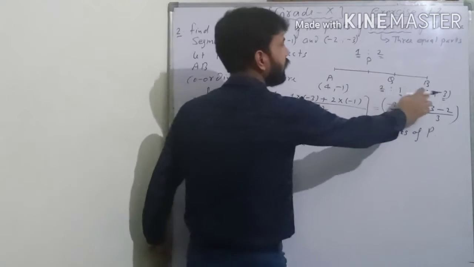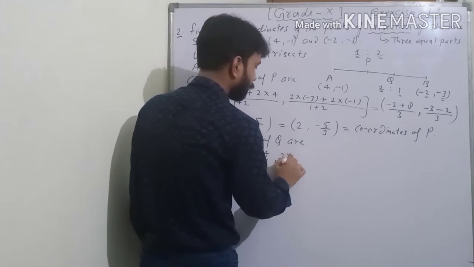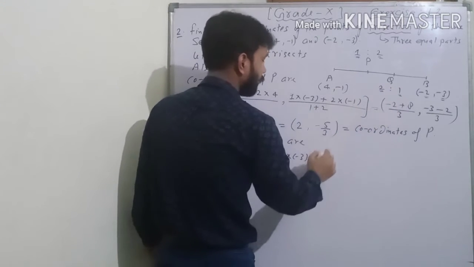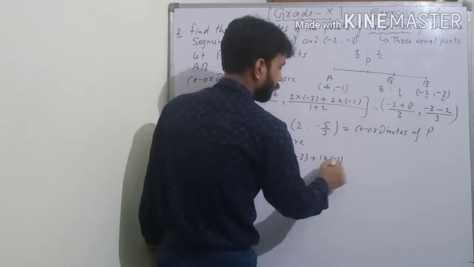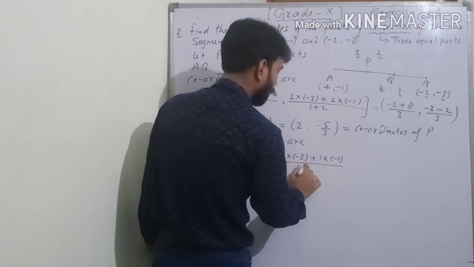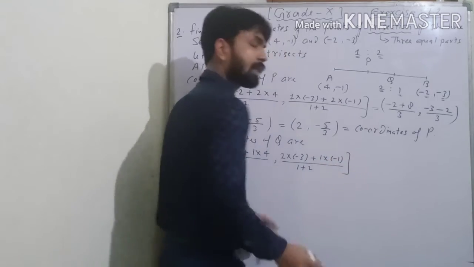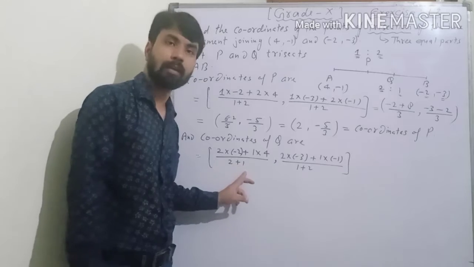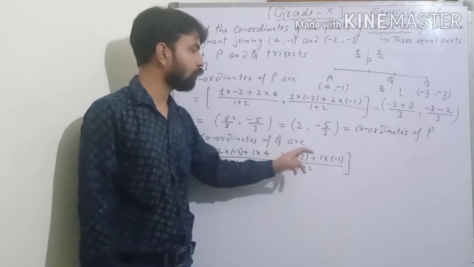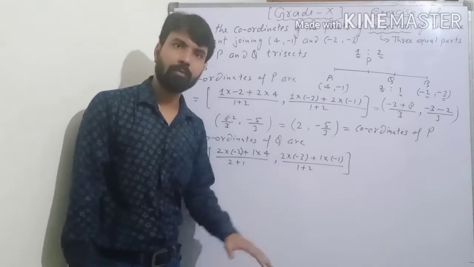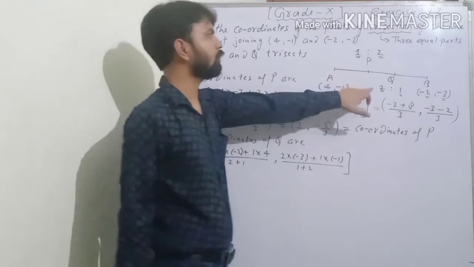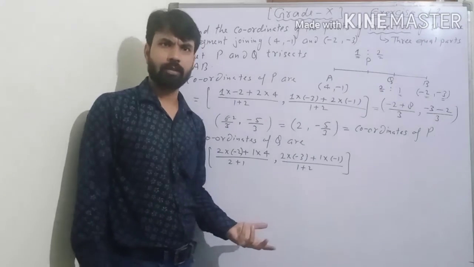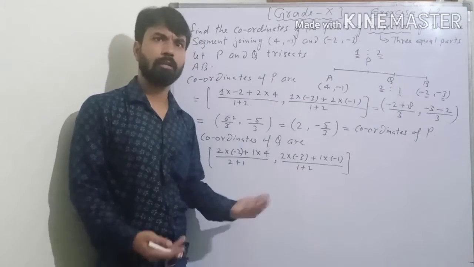Second, 2 is multiplied by minus 3 plus 1 into minus 1 upon 1 plus 2. Same formula, section formula. m x2 plus n x1 upon m plus n. Understood? Or m y2 plus n y1 upon m plus n. We will use the same formula. Only the values of m, n, x1, y1, x2, y2 will be changed. Otherwise, formula will remain same for all sums.